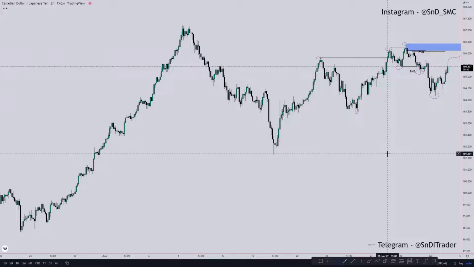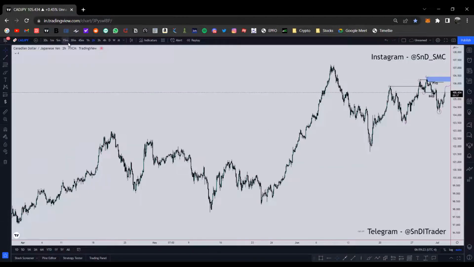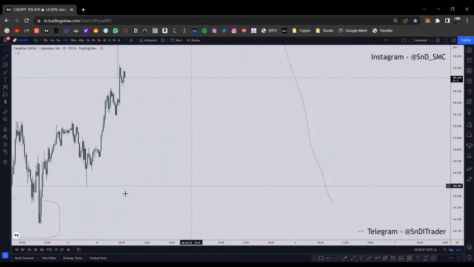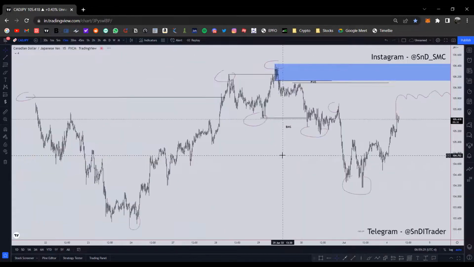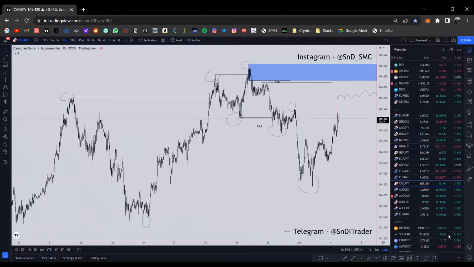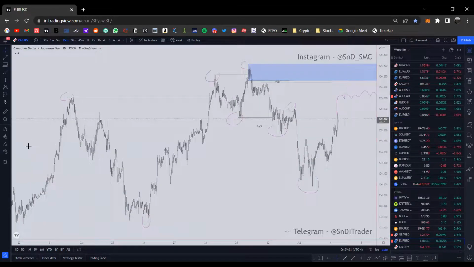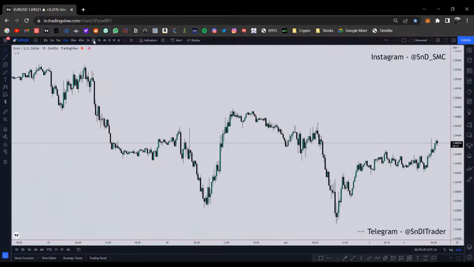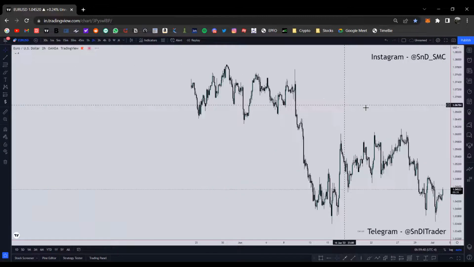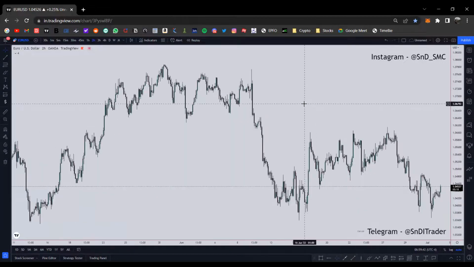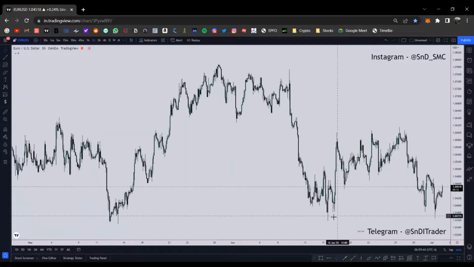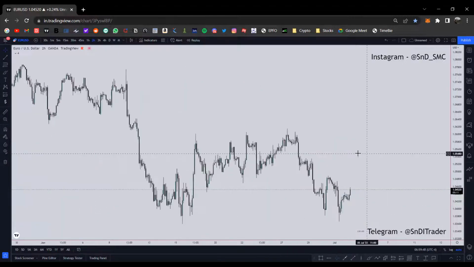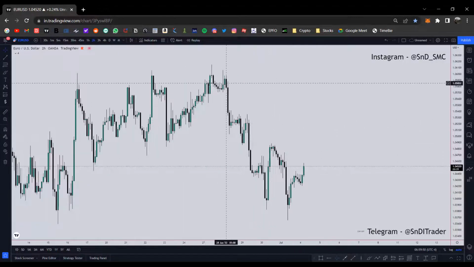So let's just go on 50-minute. Let's see if we have something here. So that's for this one. And let's go on another pair. So what we have on USD. See, Euro USD, this high.